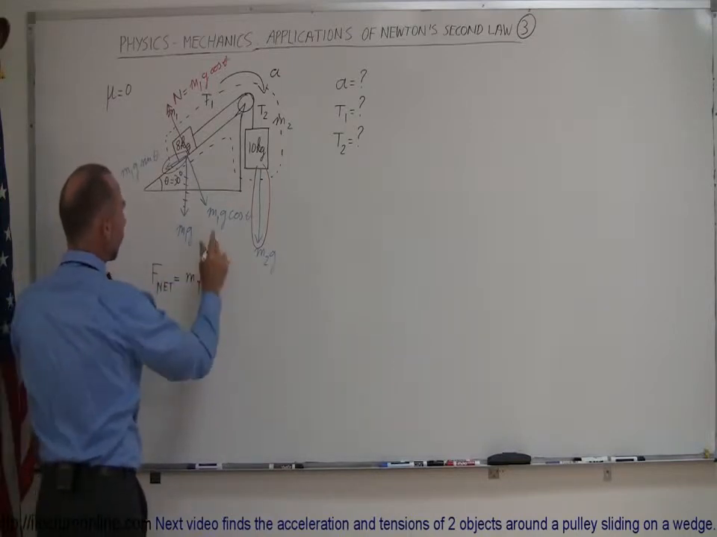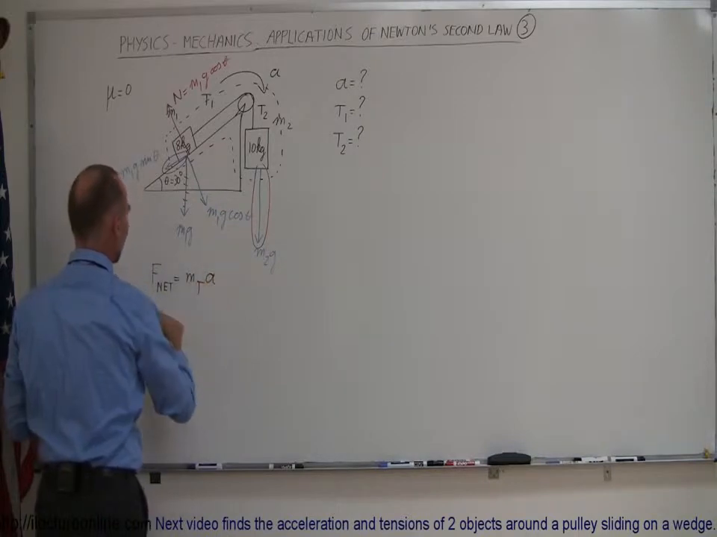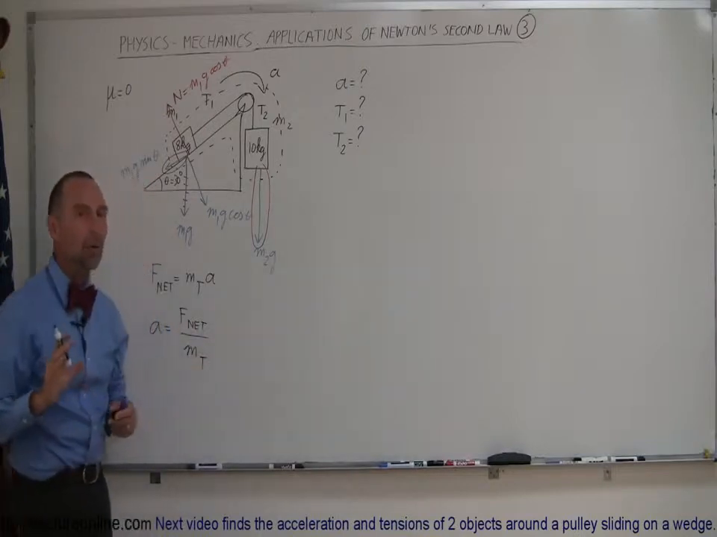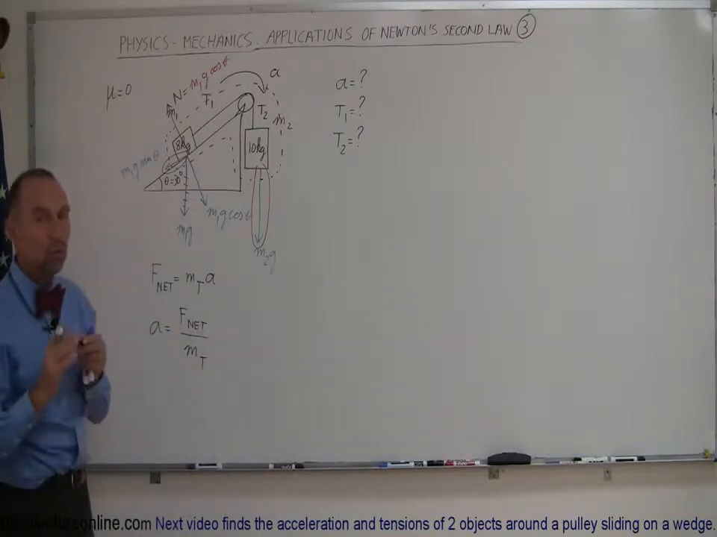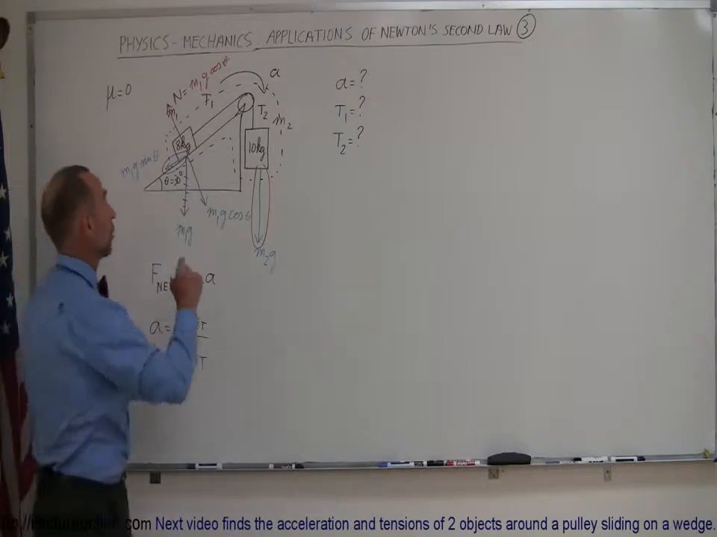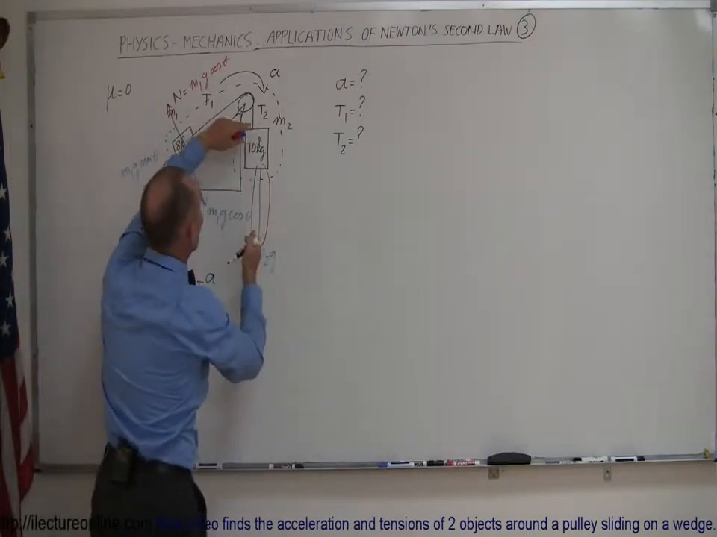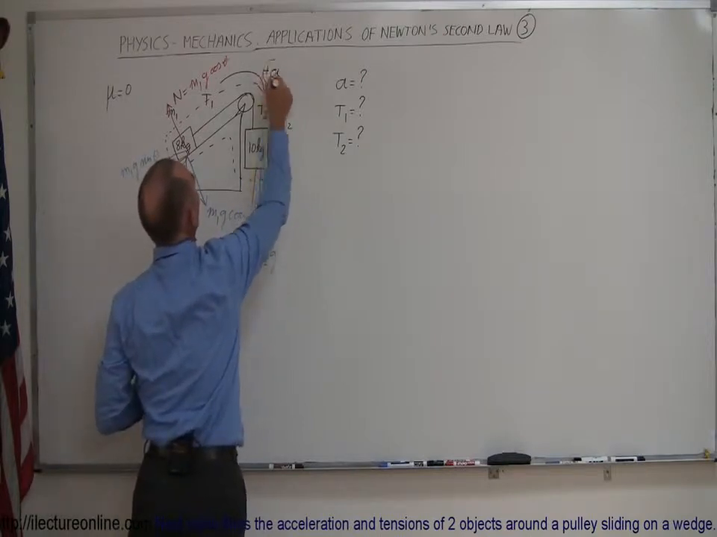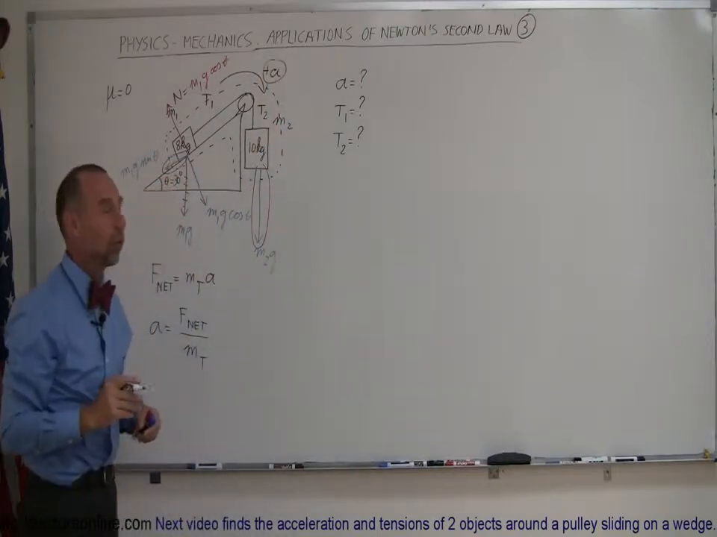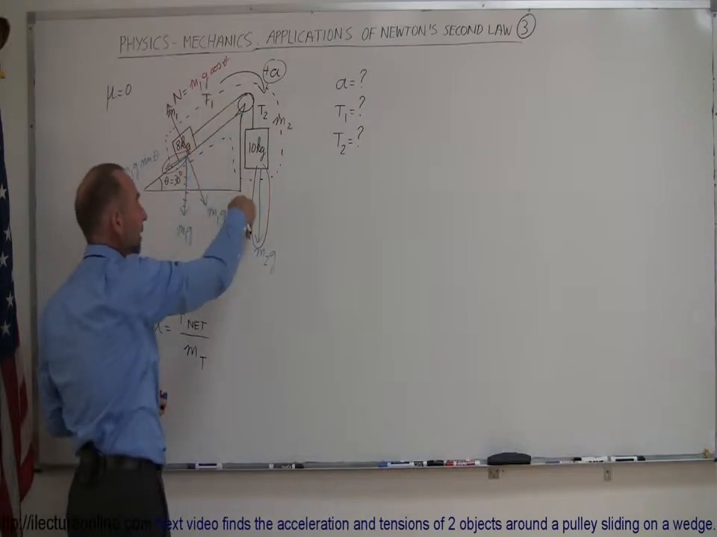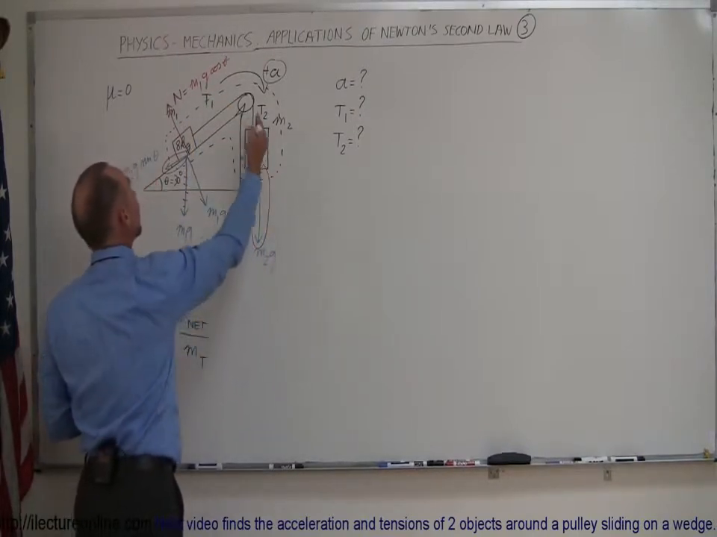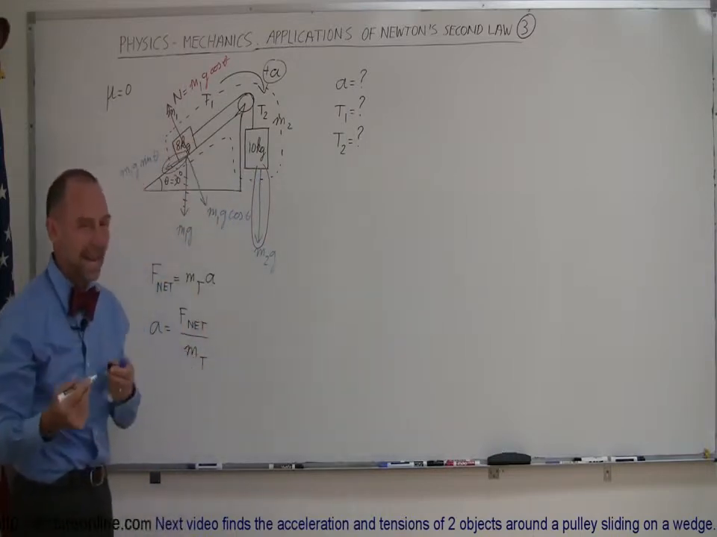If we then take that as the assumption, we can say that F net is equal to mass total of the whole system times the acceleration of the system, or the acceleration is equal to F net divided by the mass total. Now, I'm going to take the assumed direction as the positive direction. In other words, this acceleration from there up and this way is going to be considered the positive direction for the acceleration. So any force pulling or pushing in that direction, I'm going to call a positive force. Any force opposing that in the opposite direction, I'm going to call a negative force.